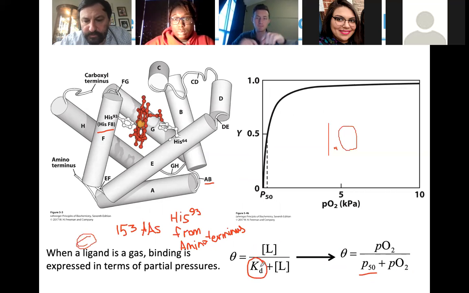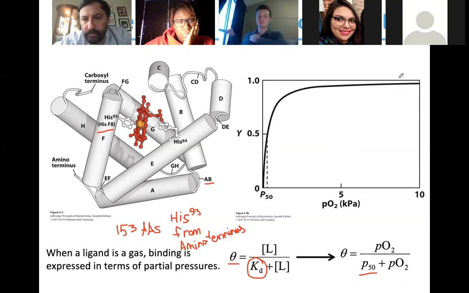The smaller this number is, the closer to unity theta approaches. Theta is between 0 and 1, right? So if KD is very small, then theta is 1, which means your binding sites are fully saturated. So it has the highest, tightest binding. Thank you both very much.